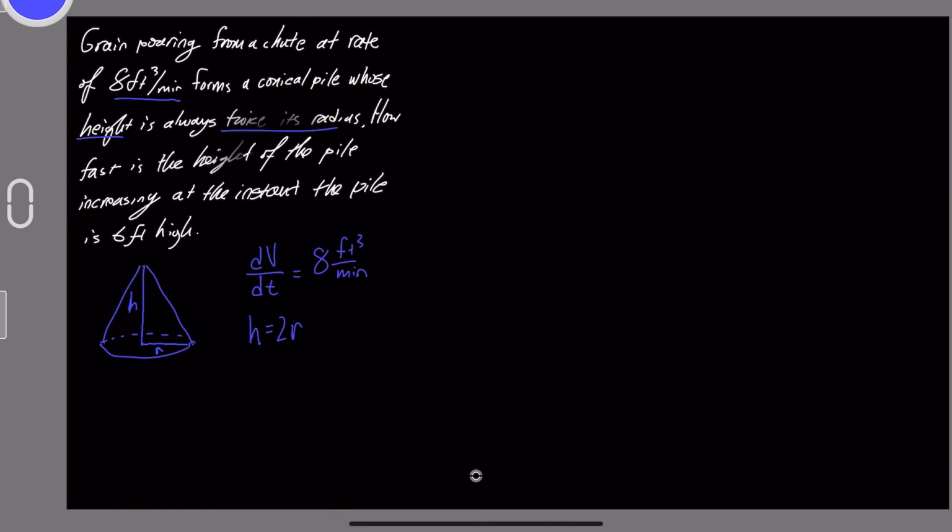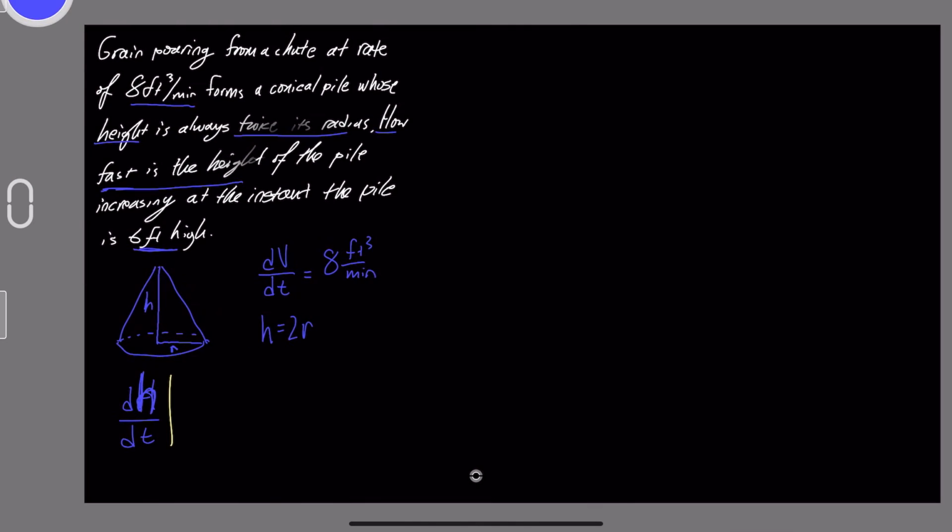All right, so what is it that we want to know? Well, we want to know how fast the height of the pile is increasing at the instant the pile is 6 feet high. How fast the height. All right. And remember, every time you see something like how fast or how quick, you want to be thinking of derivatives because that's the rate of change. So the rate of change of our height, we can call dh/dt. Let me stick with the lowercase here. dh/dt when h is equal to 6, right? 6 feet to be exact.